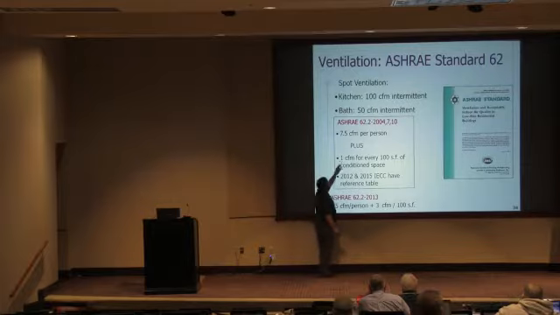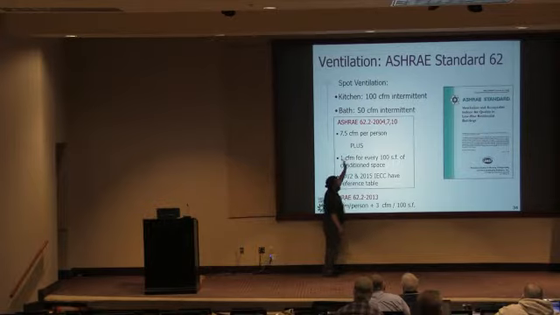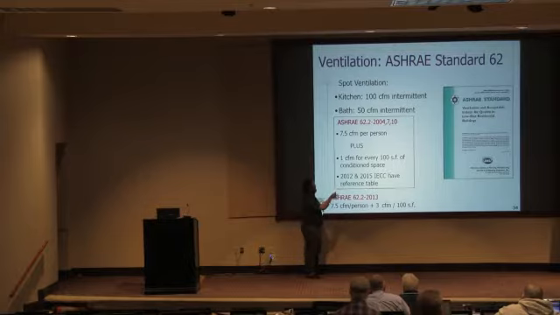Number of bedrooms times 7.5. Why does that just say plus? Oh, plus. Sorry. I was like, shouldn't that say number of bedrooms plus 1? I was like, oh, no. It's 7.5 per person, number of bedrooms plus 1, plus 1 CFM for every 100 square feet of conditioned space.